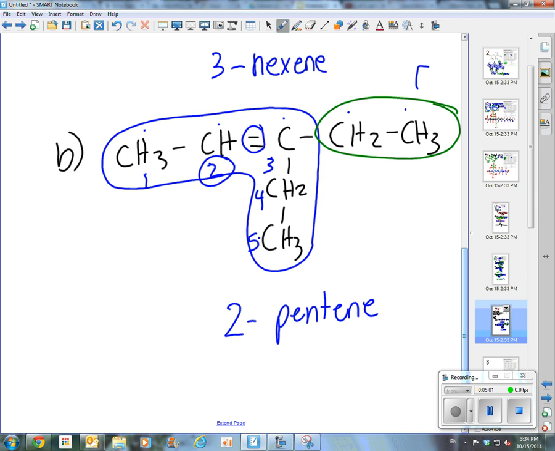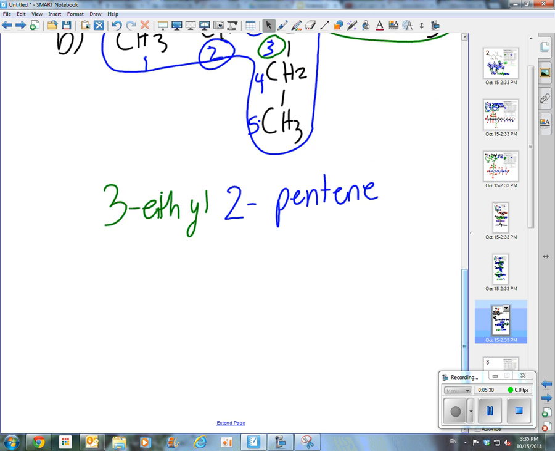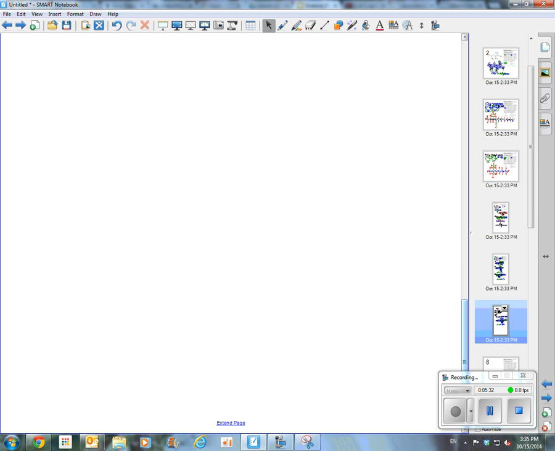Now, it has a branch on it. The branch has 2 carbons, so it's an ethyl branch, and that happens to be on the 3rd carbon. So this is 3-ethyl-2-pentene. This is getting to be repetitious, and it's exactly how we would expect it to be, given our previous knowledge on how to name branched alkanes.